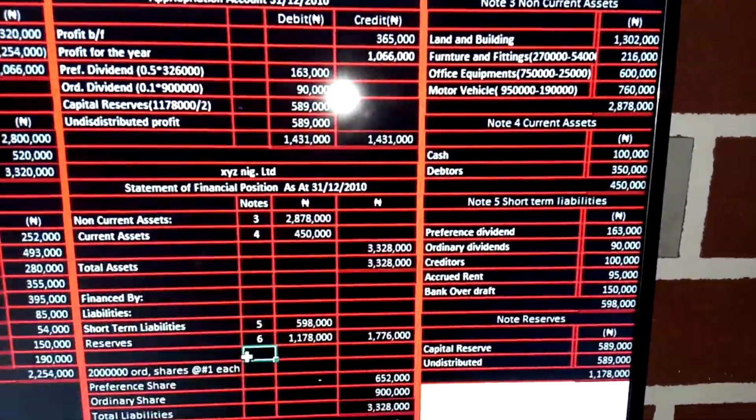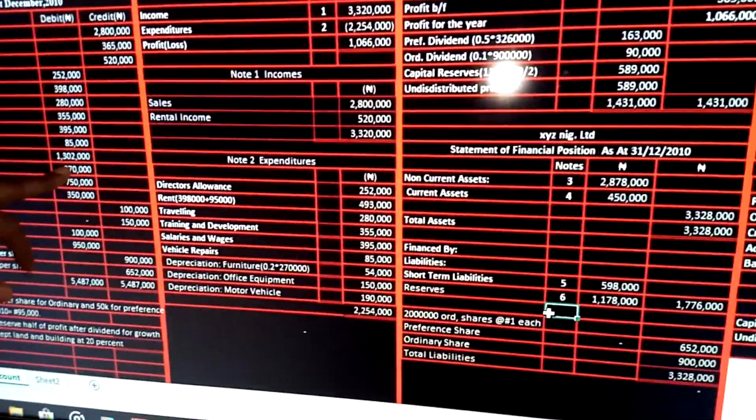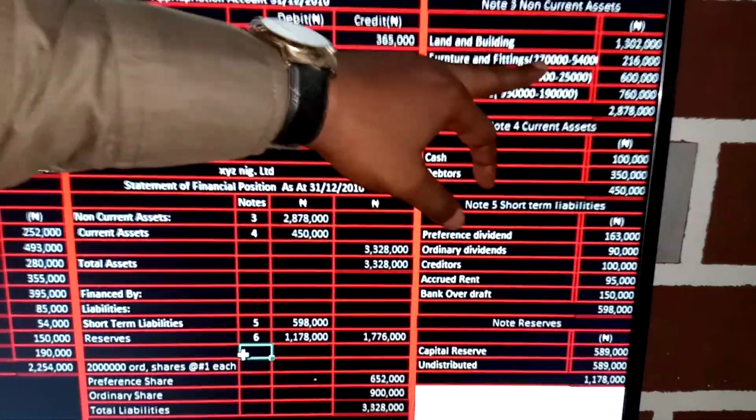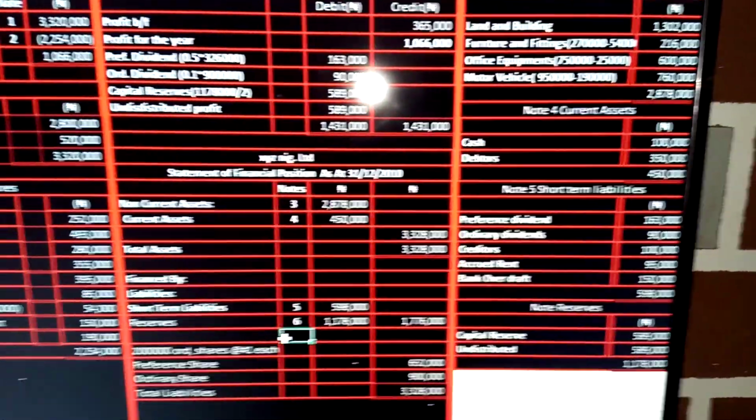Okay. The next one, furniture and fittings. You have it as how much? 270,000. Remember, there was a depreciation on furniture and fittings. Look at it here, 54,000. So you report net of depreciation. So furniture and fittings will be 270,000 minus 54,000. That will be 216,000.